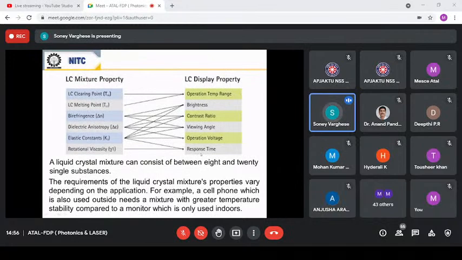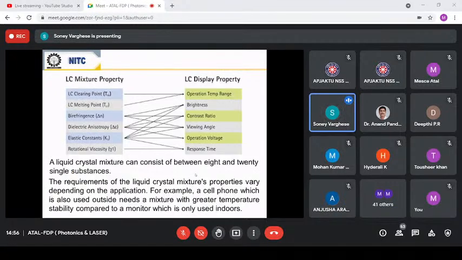So many parameters of liquid crystal are directly related to your display property. If the response time is slow, when you watch a video, people may appear to move in slow motion, or you won't be able to see properly. There is always a delay because the molecule is not fast enough to move, right? So there are many parameters, and depending on these you have to choose a particular liquid crystal material to attain a particular display property, right?